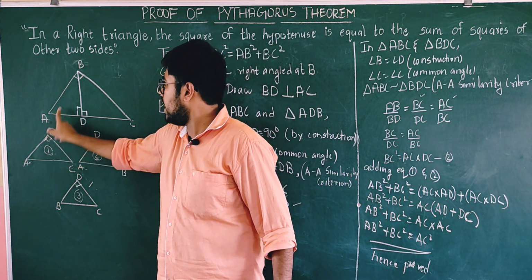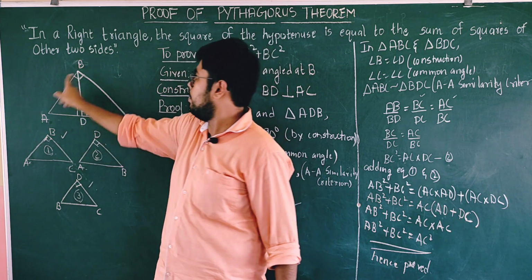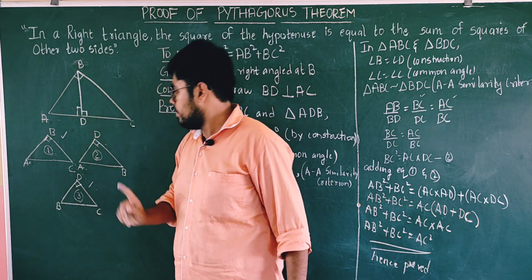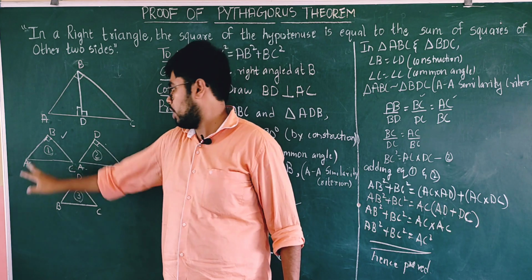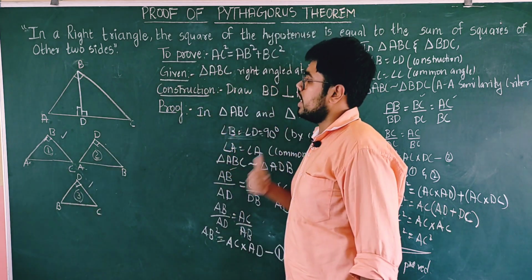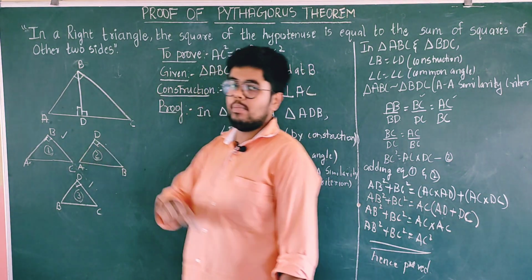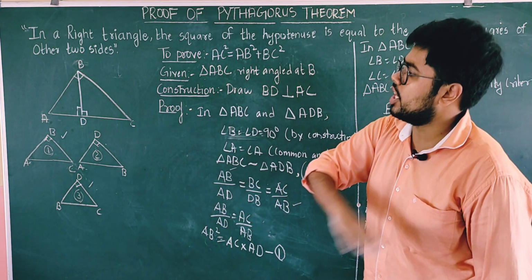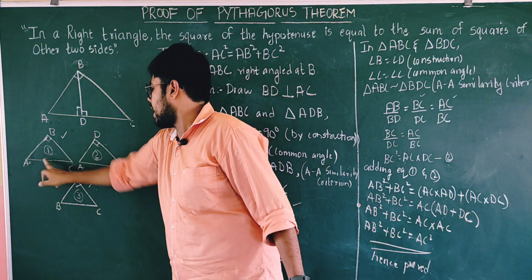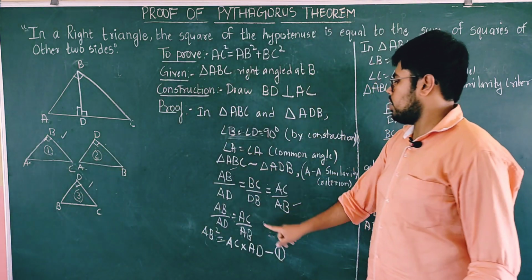Three right angles, B here and two D's. Then the other sides you need to remember properly, 1, 2 and 3. First I will compare 1 and 2. I will make the first triangle and second triangle similar. How will I make them similar? From the drawing it is very clear. Angle B and D are equal, angle A is common, therefore both triangles will be similar.